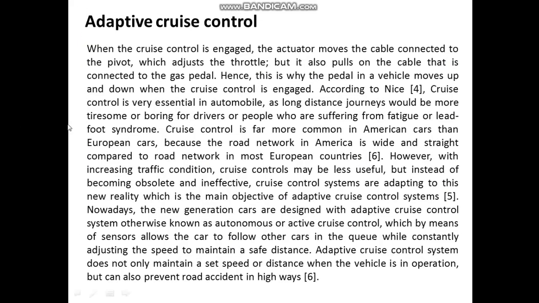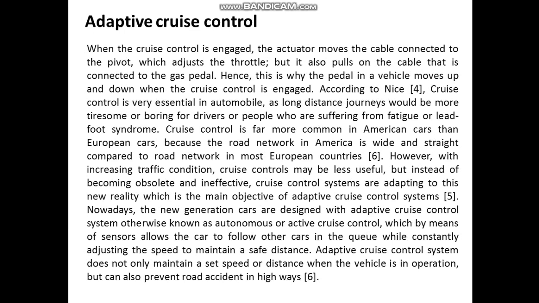So when the cruise control is engaged, the actuator moves the cable connected to the pivot which adjusts the throttle, but it also pulls the cable that is connected to the gas pedal. Therefore, this is why the pedal in the vehicle moves up and down when cruise control is engaged.